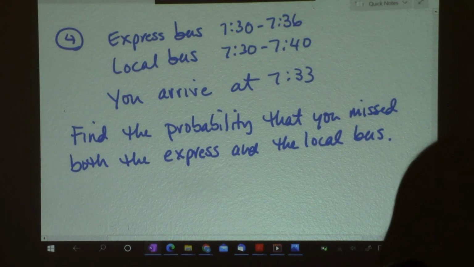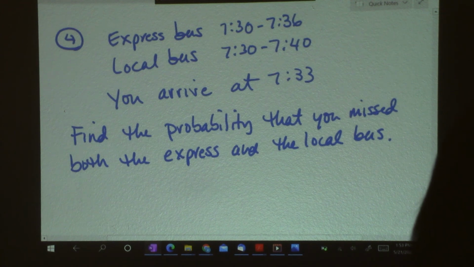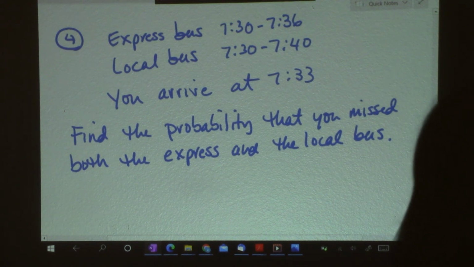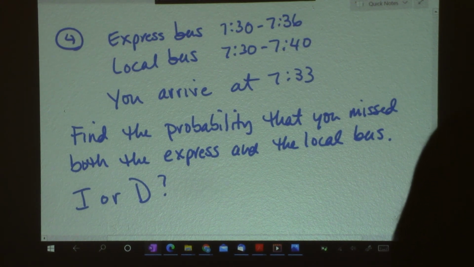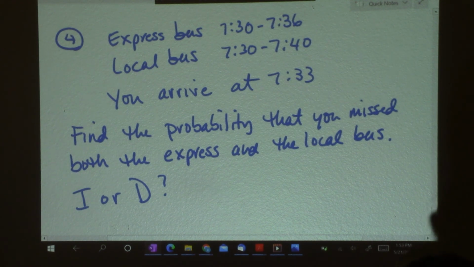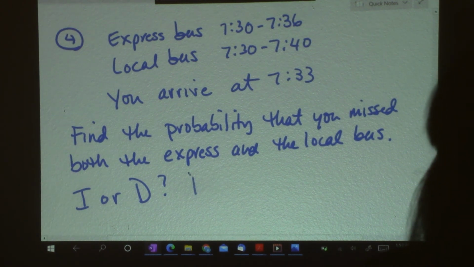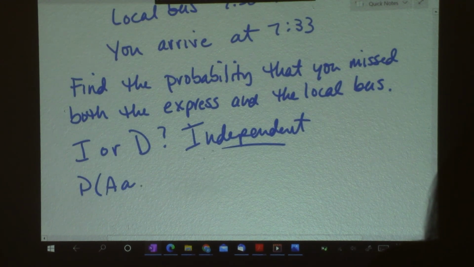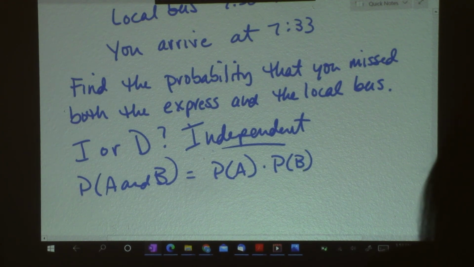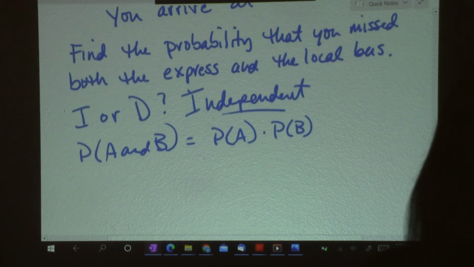Okay, so are they independent or dependent? That is going to affect my formula I use. Well, the local bus is different than the express bus. So when the express bus and when the local bus arrives does not depend on each other. So this is independent. That's important. That means I'm going to do P of A and B equals just P of A times P of B. Okay. So let's look at each one.